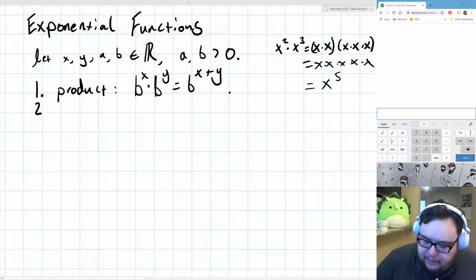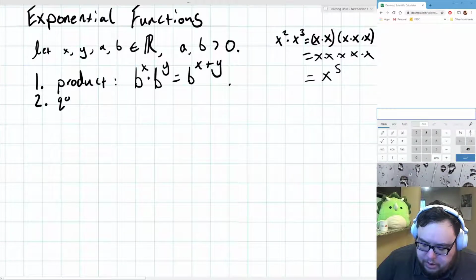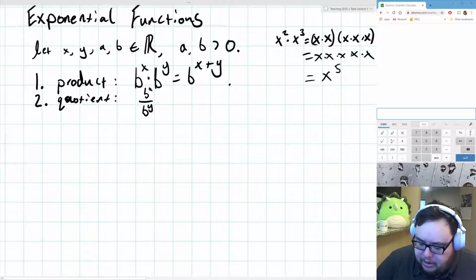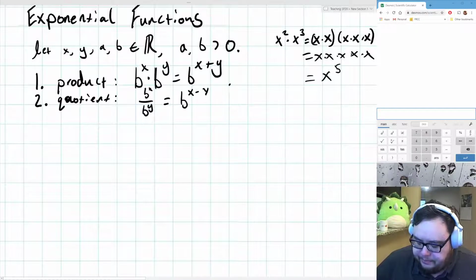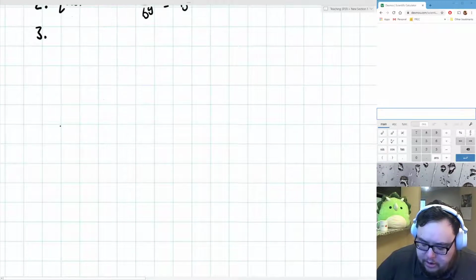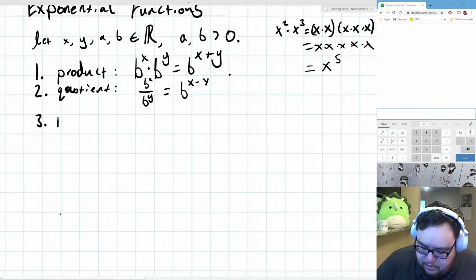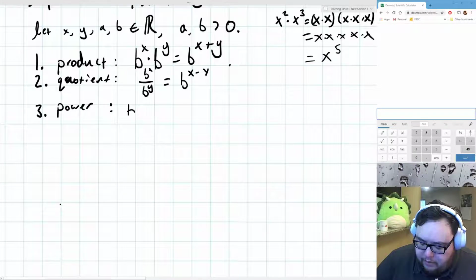Okay. After the product property, we have predictably a quotient property, which is that if we take the quotient of two exponents with the same base, b to the x divided by b to the y, we subtract the exponents: b to the x minus y. We also get a power property of exponents. If we have b to the power of x and then we raise that whole thing to the power of y, then we multiply the exponents.